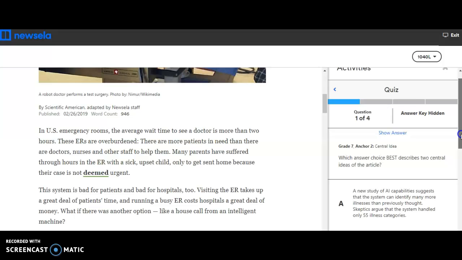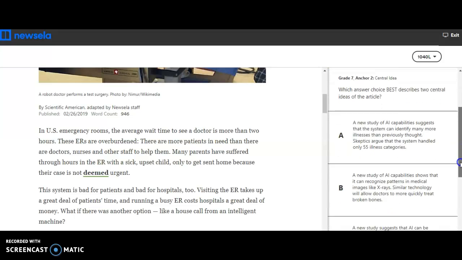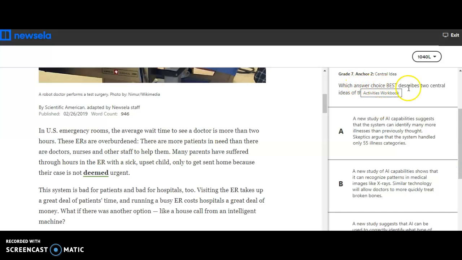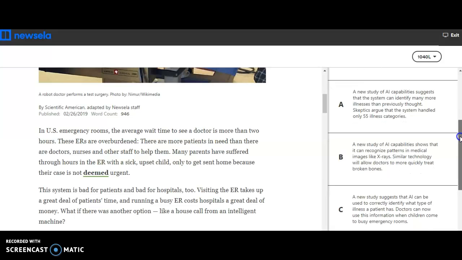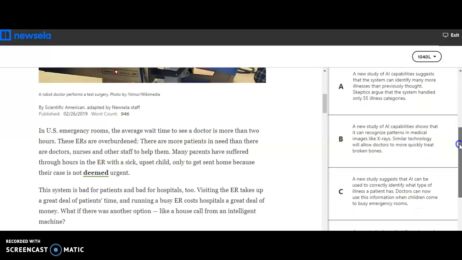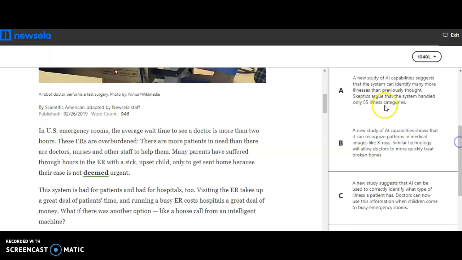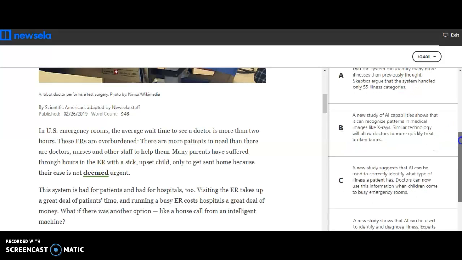You've got 4 multiple choice questions. The first one: which answer choice best describes 2 central ideas of the article? We've got A: A new study of AI capabilities suggests that the system can identify more illnesses than previously thought. Skeptics argue the system handled only 55 illness categories. Well, when we get into numbers, that's super specific. When we're thinking about main idea, we want something more broad.